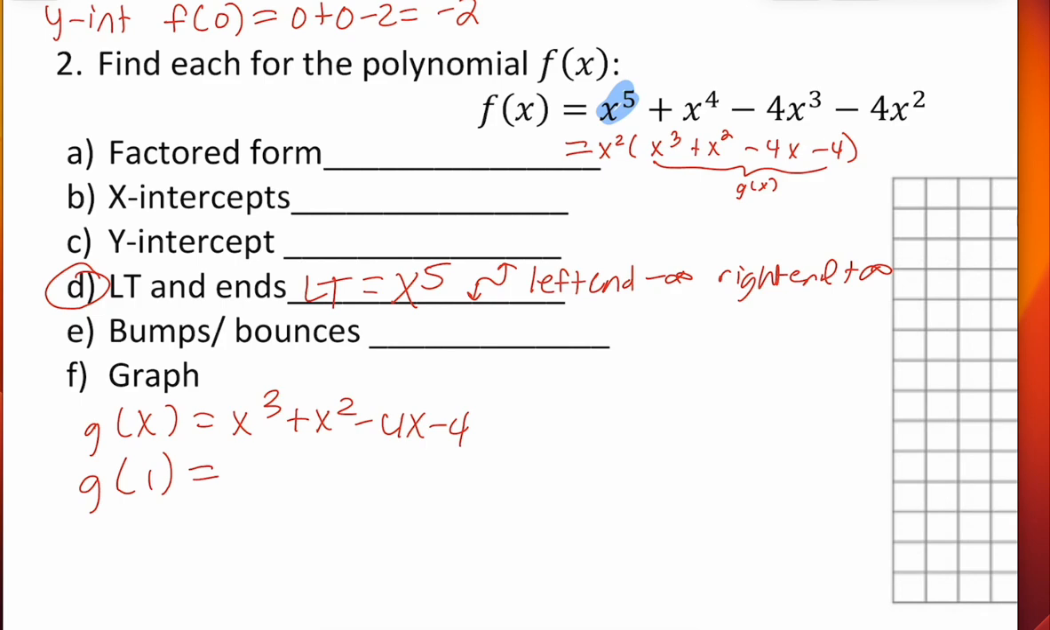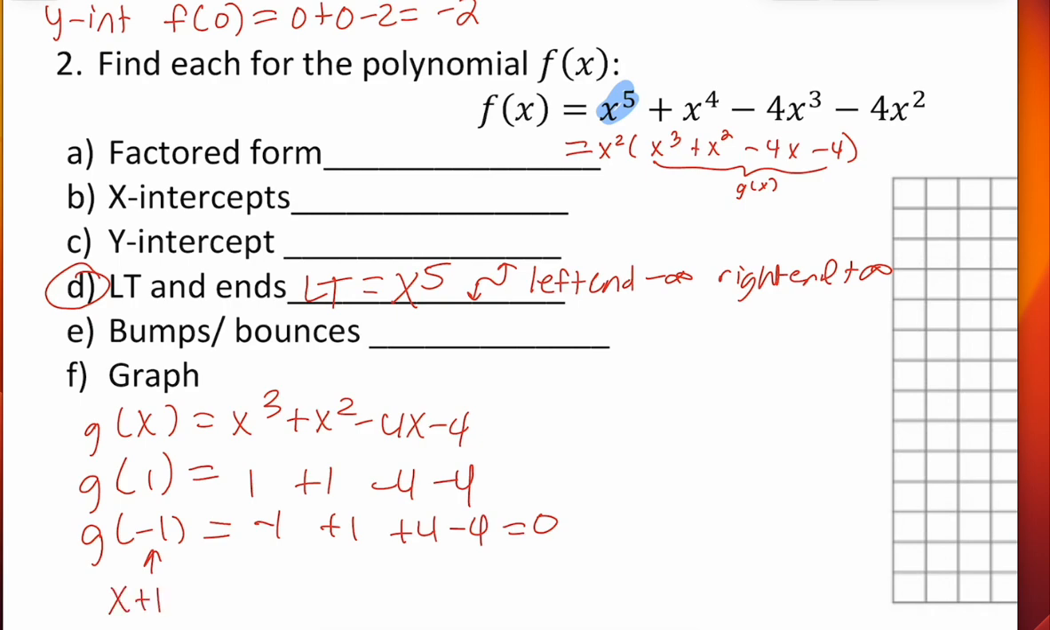If you plug in 1 for all of the x's, you get 1 plus 1 minus 4 minus 4. Doesn't work. But watch if we plug in negative 1. We get negative 1 plus 1 plus 4 minus 4, which indeed is 0. So remember, as soon as you find a 0, you get to use division. This tells me that the opposite of that goes into that parenthesis. You remember it's x minus the 0, so that becomes x plus 1. That's a factor. So that means we got to take that out. Now you can take that out using long division or synthetic.